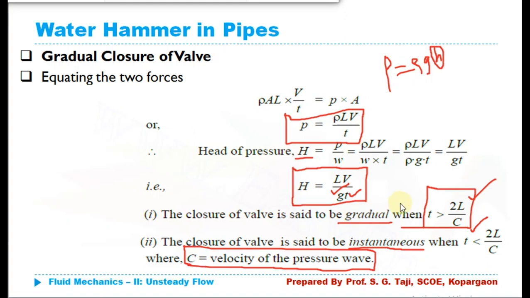Hope you understood those two derivations. Remember this formula. P is equal to rho L V upon T, and T is equal to 2L upon C, where T is the time taken to close the valve. If that time taken is greater than the ratio of 2L by C, then it is gradual closure of the valve, and if it is less than 2L by C, then it is instantaneous closure of the valve. Remember those two conditions.